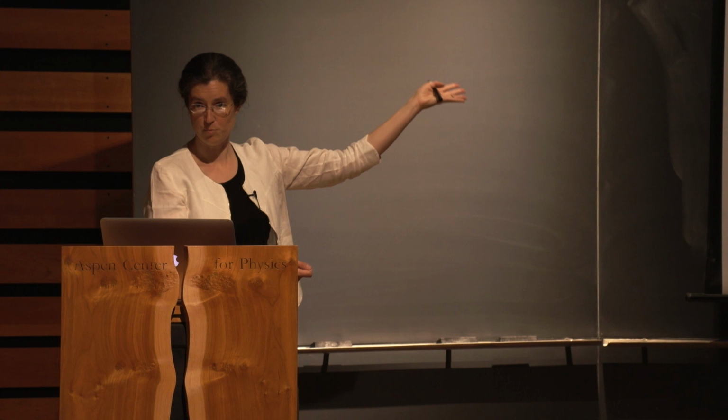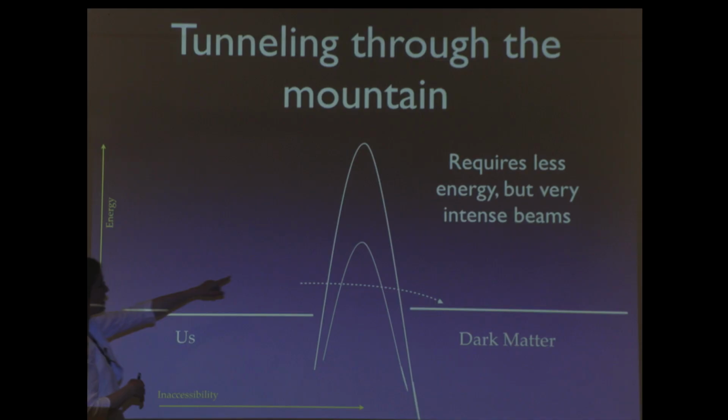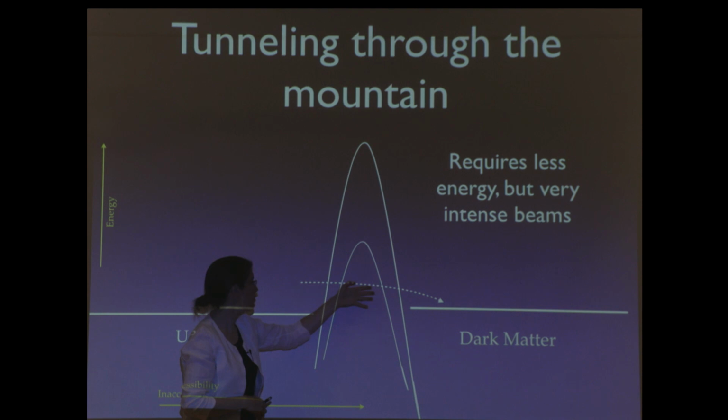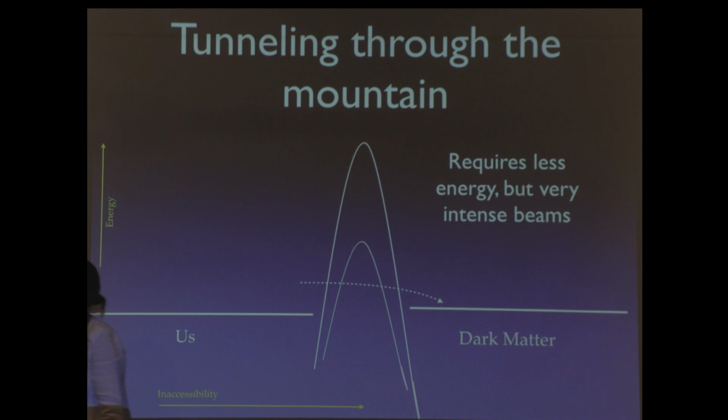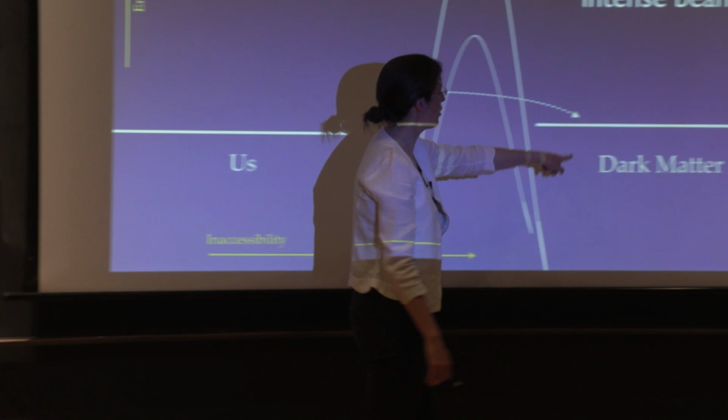So we can also not just push ourselves up to the top of this peak, the Higgs boson peak, but we can actually tunnel right through these peaks. This requires less energy, but also very intense beams. So it's a rare process to be able to tunnel through these peaks into the dark matter sector, but we think we might be able to do it.